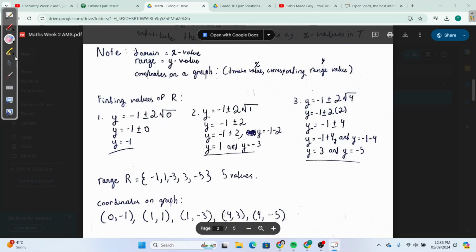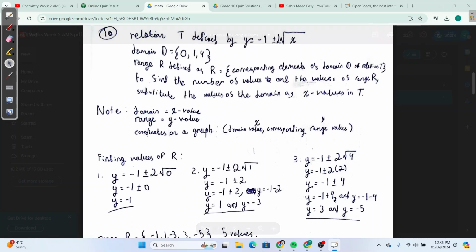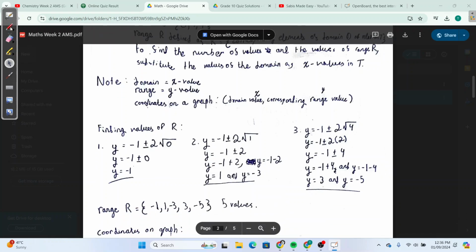Now you move on to the other value of R, which was defined as 1. So y equals negative 1 plus or minus 2 root 1. 2 root 1 is essentially just 2 because the root of 1 is 1. So you just cross this out. Negative 1 plus or minus 2. So you split this up into negative 1 plus 2 and negative 1 minus 2. What you'd get, negative 1 plus 2 would give you 1, and the y value, and the other one would give you negative 3.